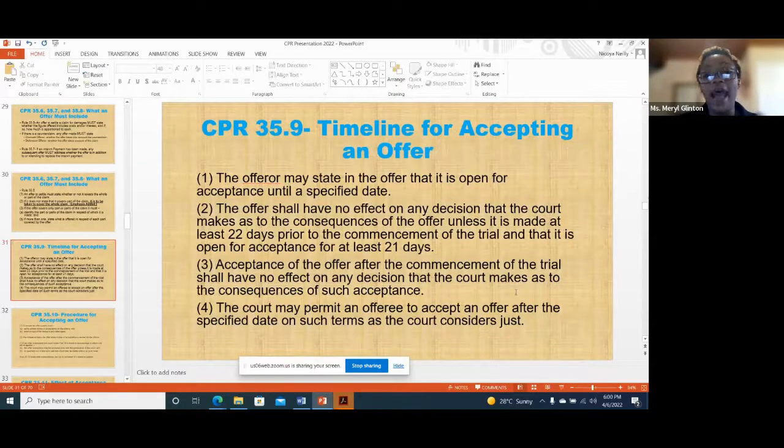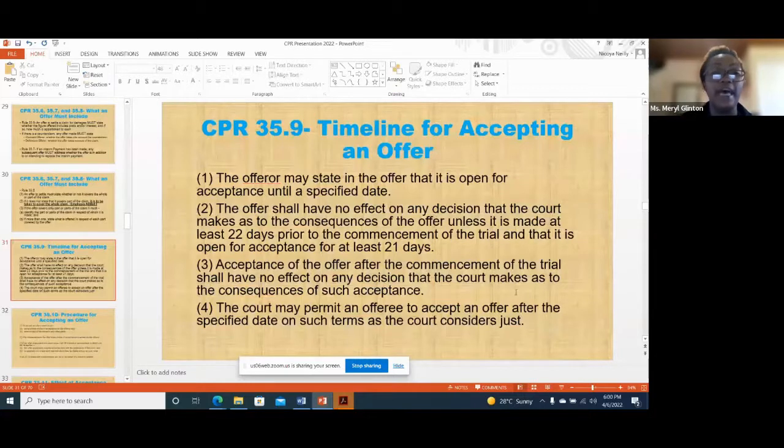Acceptance of the offer after the commencement of trial will have no effect on the decision that the court makes as to the consequences of acceptance. But a court can permit a party to accept an offer after the deadline has expired on such terms as the court deems to be just. So the importance of some of these provisions will be more apparent when we get into the consequences of either accepting an offer or refusing a reasonable offer.